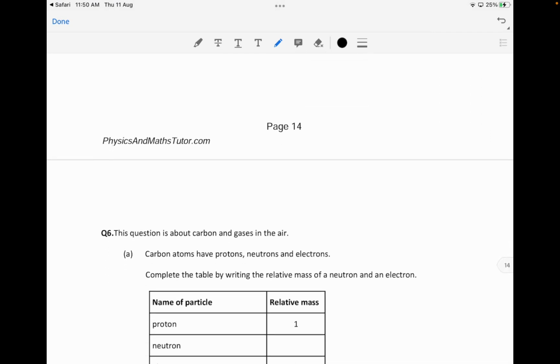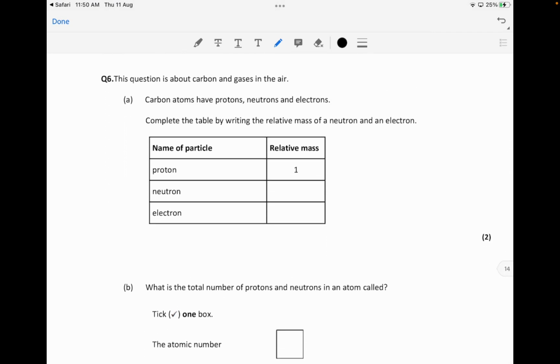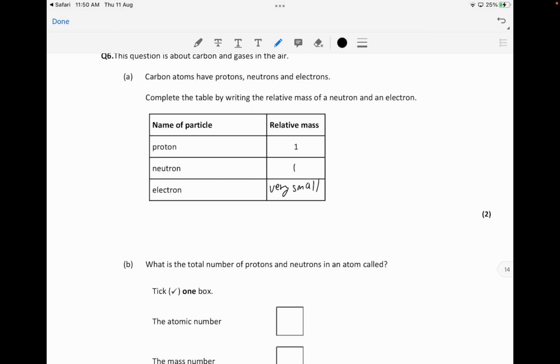Now the next question is about carbon gases in the air. Carbon atoms have protons, neutrons, and electrons. Complete the table by writing down the relative mass of a neutron and electron. The neutron has a relative mass of about 1. Electrons are very small, so you're just going to write very small, or you can mention something about 0 or 1 divided by 2000. That's also fine, or 0 point some value. So it's very small.